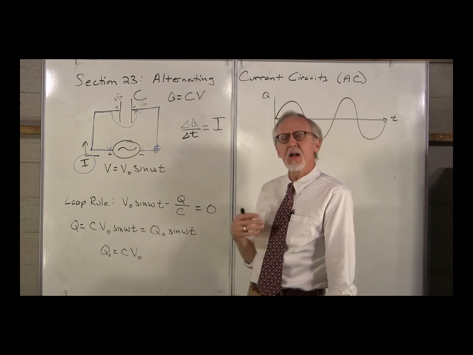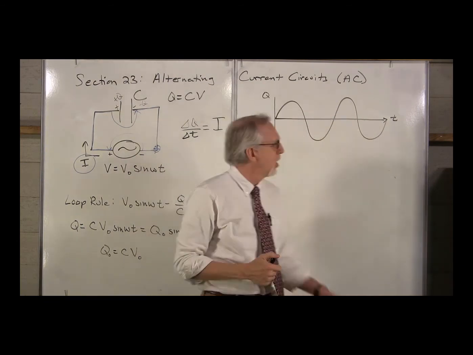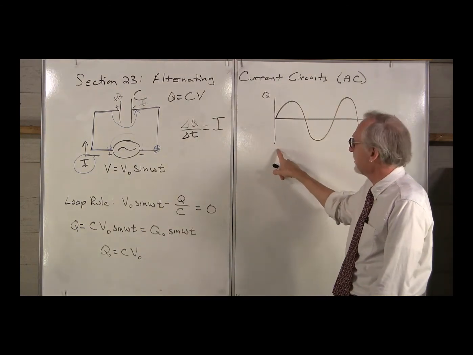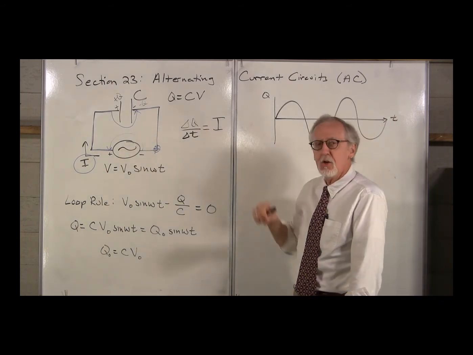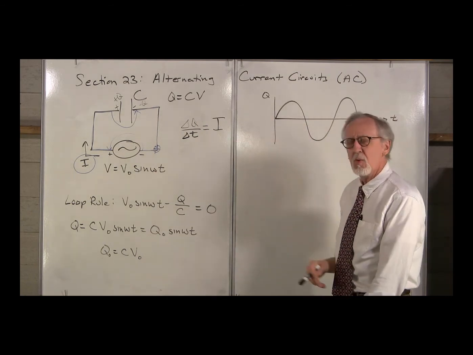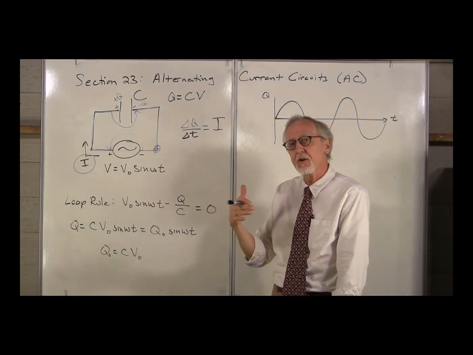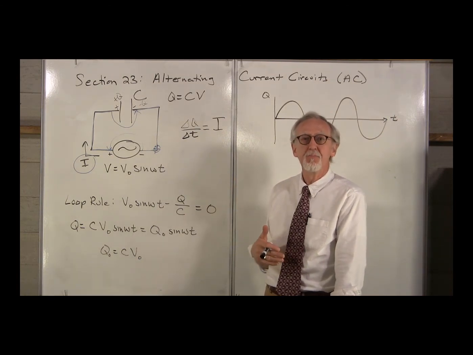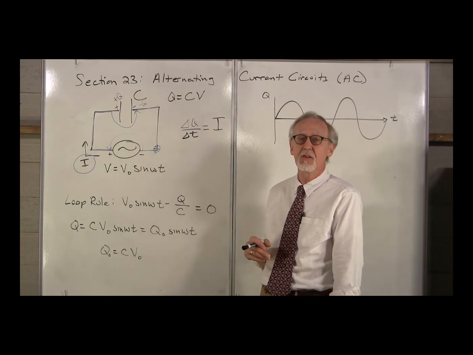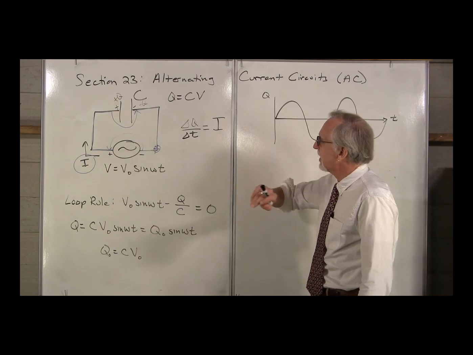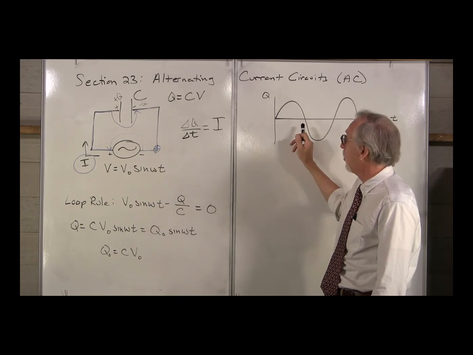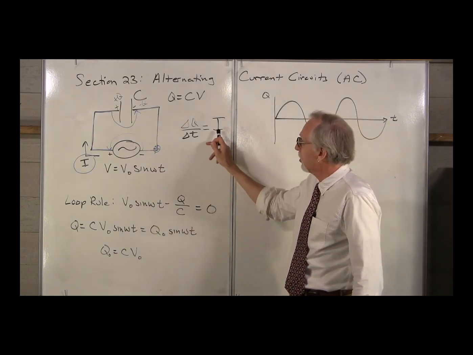Well, how can we find out what does I look like? Well, what is delta Q over delta T? If we have a Q versus T graph, what is delta Q over delta T? Maybe if you think about this in terms of X and Y, what is delta Y over delta X? If you have a graph, what is delta Y over delta X? It's the slope of the graph. It's the slope of the line on your XY graph. So delta Q over delta T is actually the slope of our graph here. At any particular point, whatever the slope is, that's going to be our current.